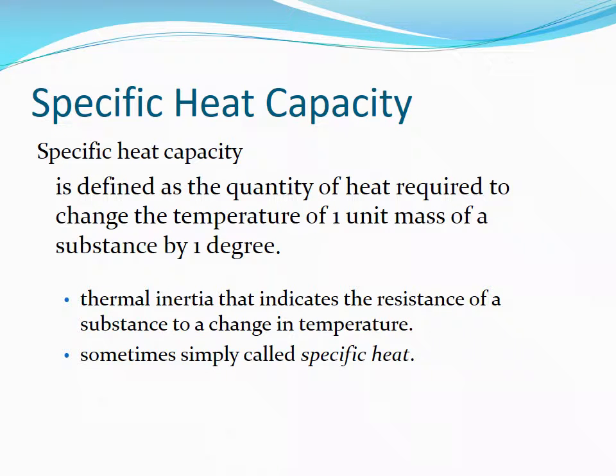Specific heat capacity is defined as the quantity of heat required to change the temperature of 1 unit mass of a substance by 1 degree. It is a measure of the thermal inertia that indicates the resistance a substance has to change in temperature, sometimes simply called specific heat.